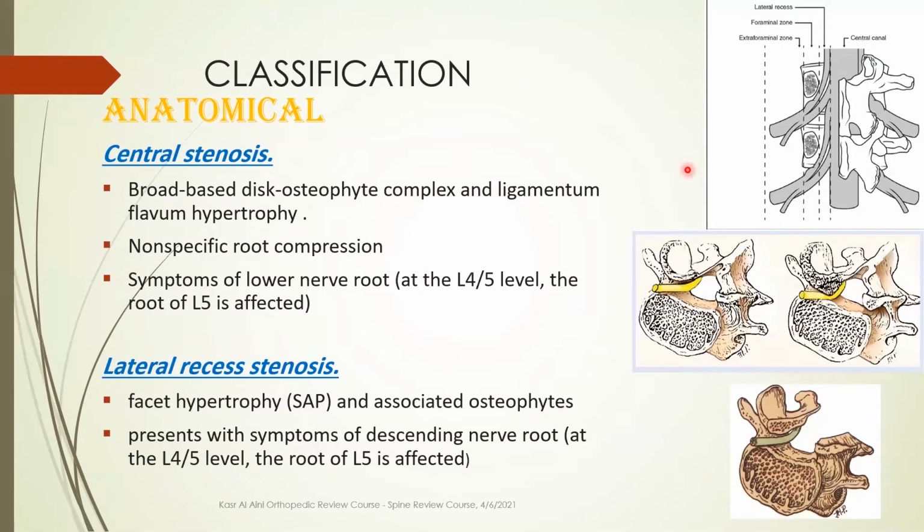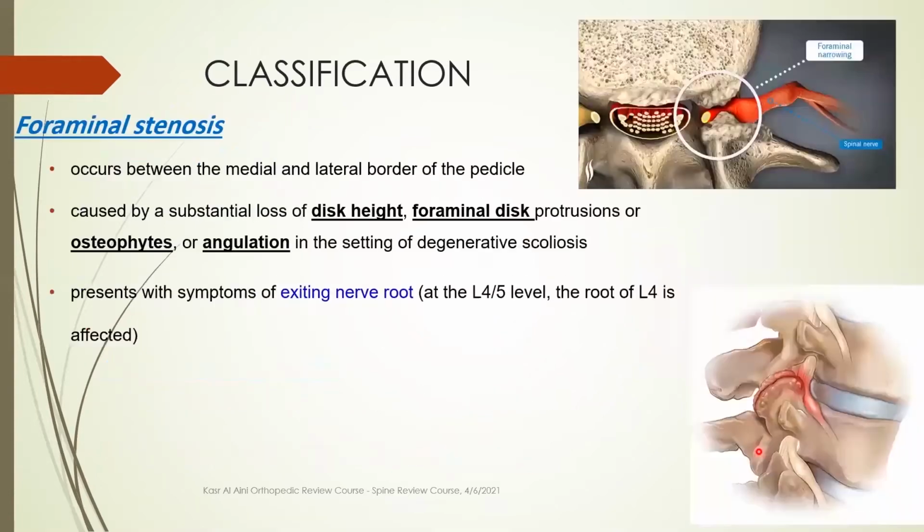Anatomical classification includes central canal stenosis, caused by disc osteophyte complex and ligamentum flavum, with non-specific root compression and symptoms of the lower nerve root, the traversing root. Lateral recess stenosis, which is the part medial to the pedicle, is caused by facet hypertrophy and a huge osteophyte, which also affects the descending or traversing nerve root. So L4-5 affects root 5. This is the shape after proper decompression.